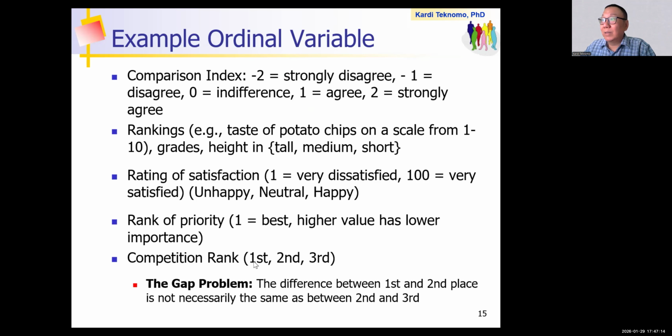Can you see, for example, in first, second, and third, the difference between first and second is not necessarily the same as between second and third, right? So there is no real distance that you can take from ordinal variables. Well, there is a way to measure distance for nominal, ordinal, interval, and ratio later, if you want to discuss.